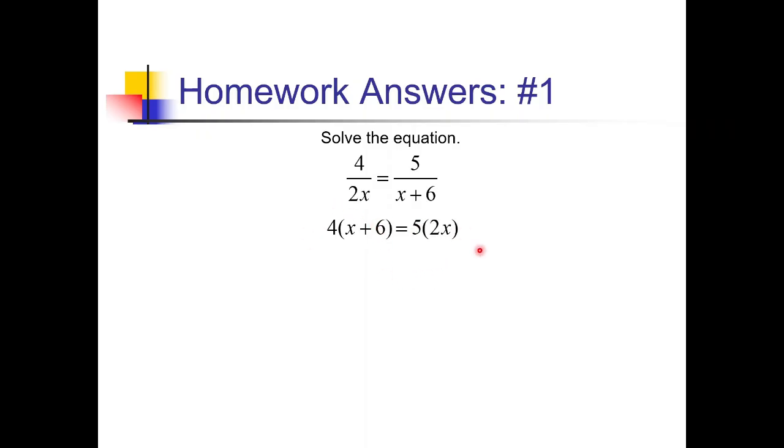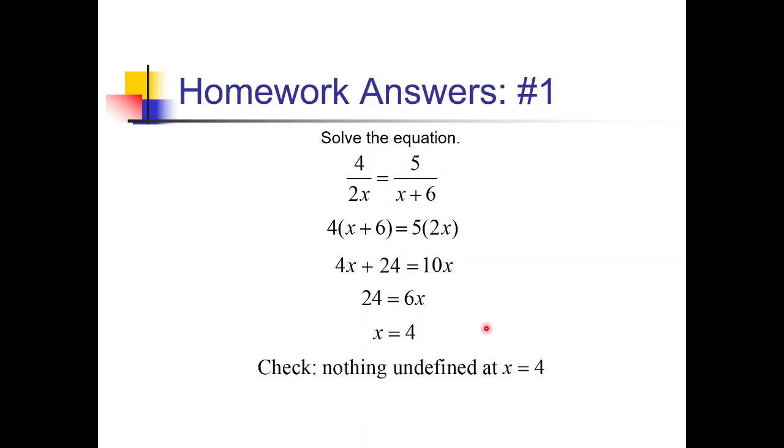So distributing and cleaning this up a bit, we have 4x plus 24 on the left. On the right side, that's going to be 10x. And then I can subtract 4x to the other side. That'll give me a 6x over there. Dividing by 6, we see that x equals 4. Or does it? Let's double check. If I plug 4 back in, I'm not going to get 0 in any denominators. So this one is good.